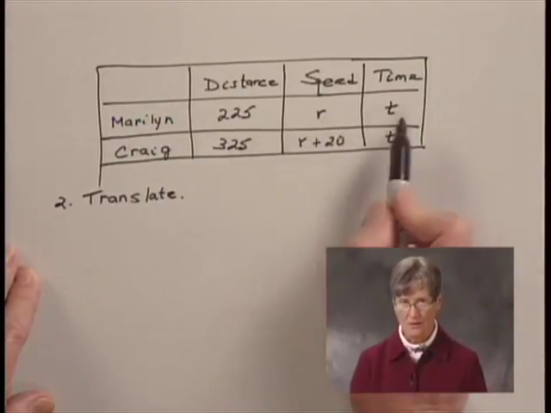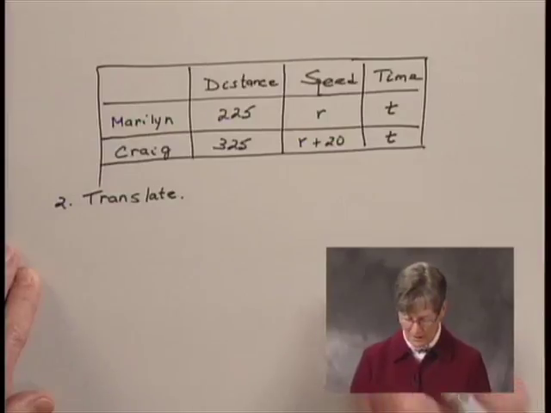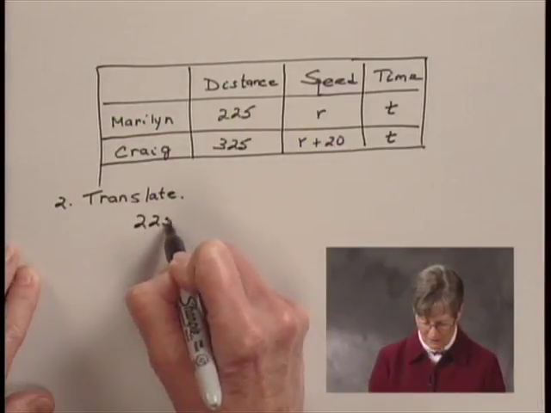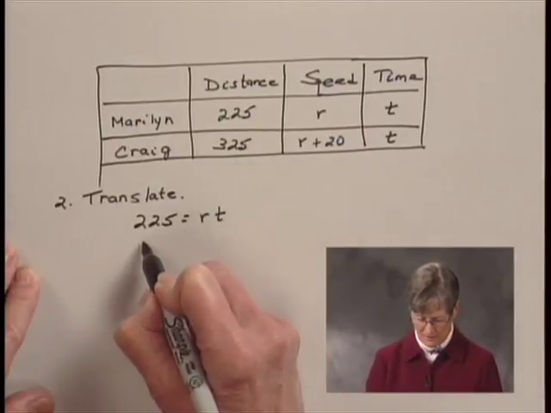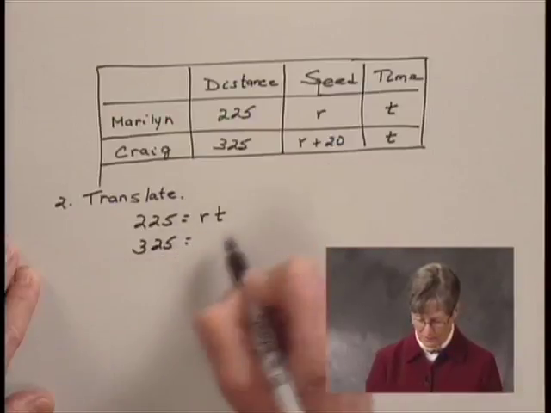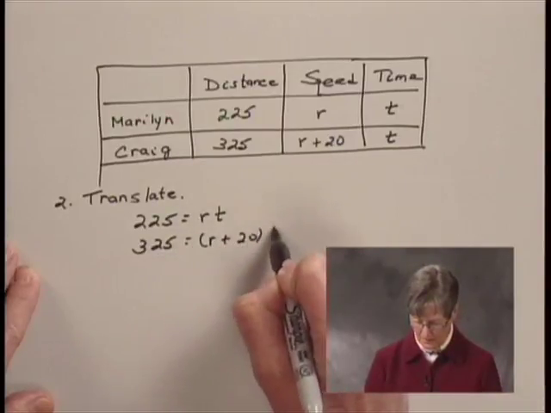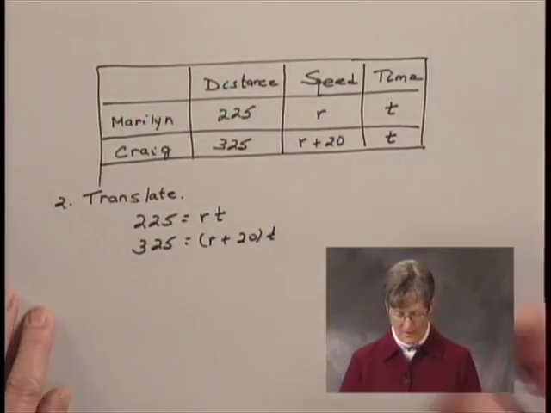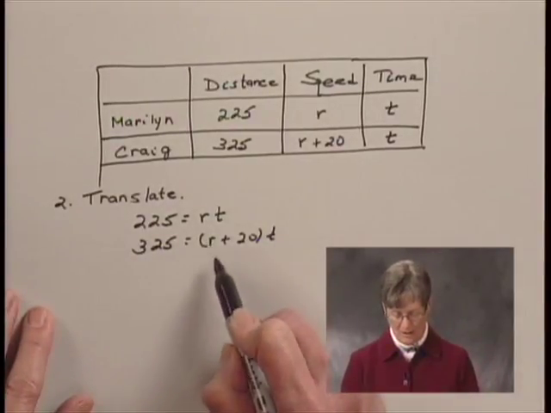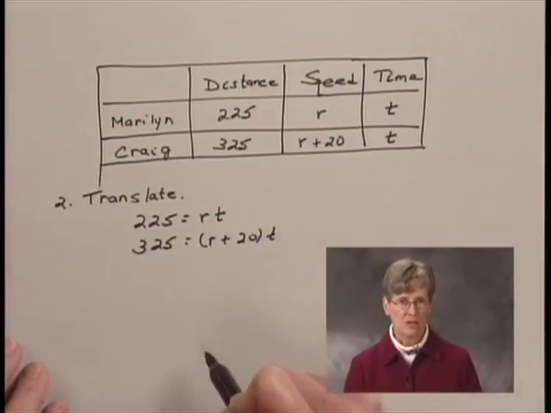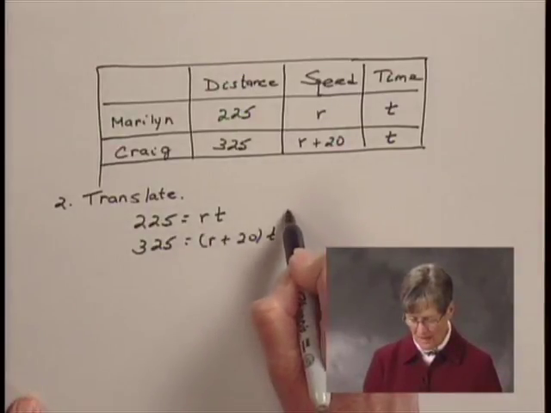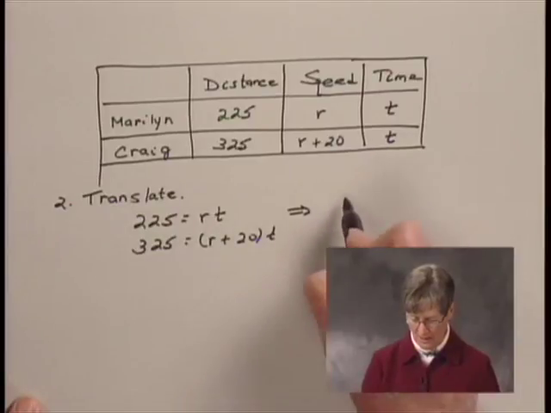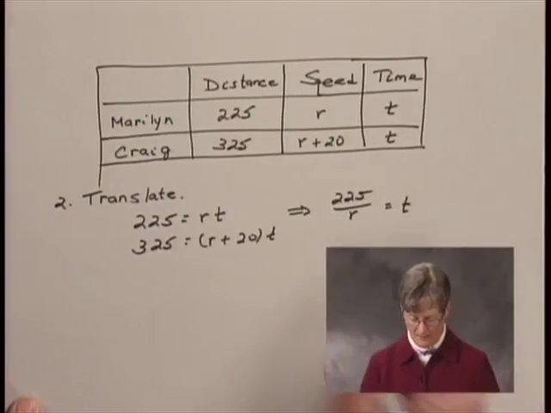We know that distance is equal to speed times time. So the first row of the table tells us that 225 is equal to R times T. And the second row of the table tells us that that distance, 325, is equal to the speed, R plus 20, times T. Now, since the times are the same, if we solve each of these equations for T, then we could set them equal to each other, and we'd have an equation in one variable that we can solve. Since 225 is equal to R times T, if we divide both sides by R, we get 225 over R is equal to T.